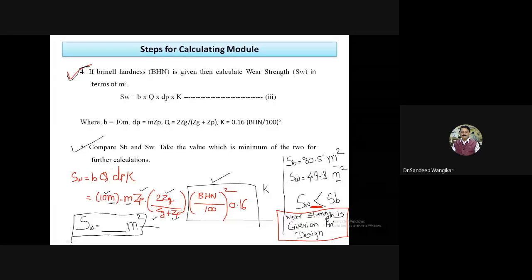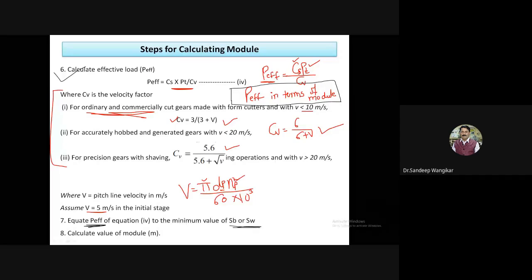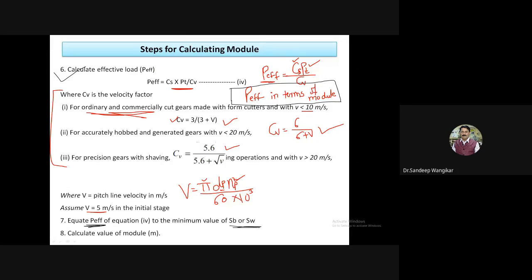In equation number 5, we have written the ESW and ESB comparison, and we have declared that ESW is minimum. So you will go for checking whether ESB is minimum or ESW is minimum, and whatever is minimum, you will equate that with P effective, because we have a relation between P effective, ESB, ESW and EFS. So you will use the relation and proceed further, and then in the final step you will get the module easily. Here, the last step of this equation.